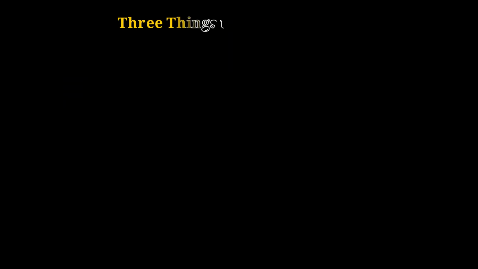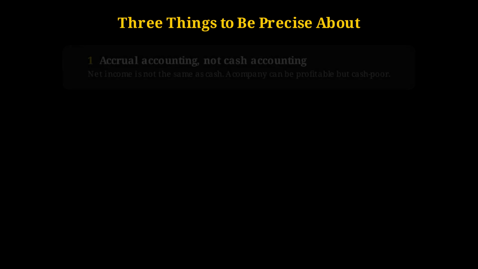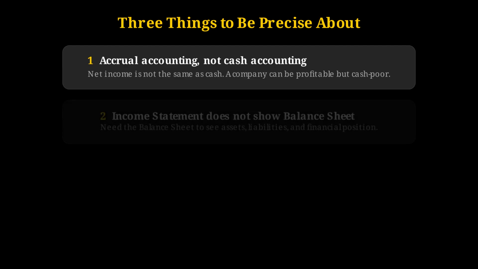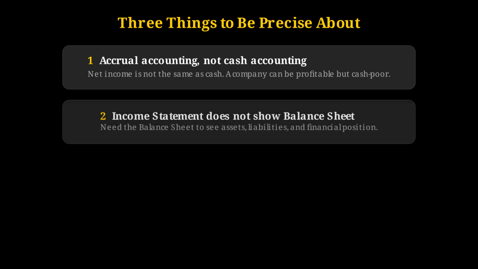3 things to be precise about. 1. The income statement uses accrual accounting, not cash accounting. Net income is not the same as cash generated. A company can be profitable but cash poor.